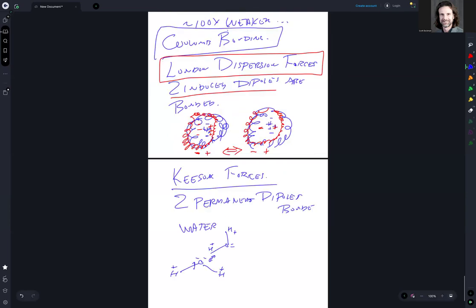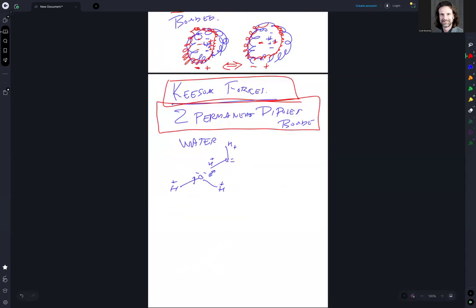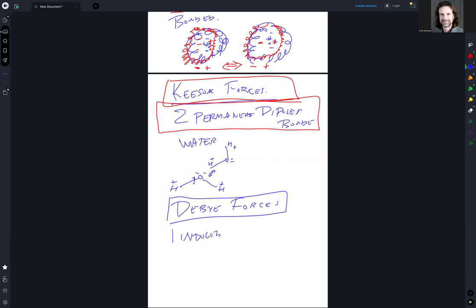So it's the same basic principle, same relatively weak. I mean, you can pour water, right? Even though you have this bonding in the fluid. But the difference between Keesom and London dispersion is one has two permanent dipoles and one has two induced dipoles. And as you can probably imagine, the third one is the Debye forces. In this case, one induced, one permanent.